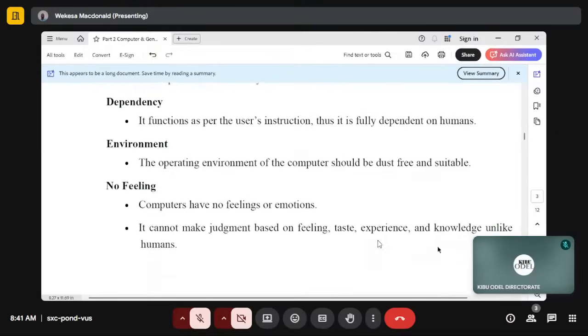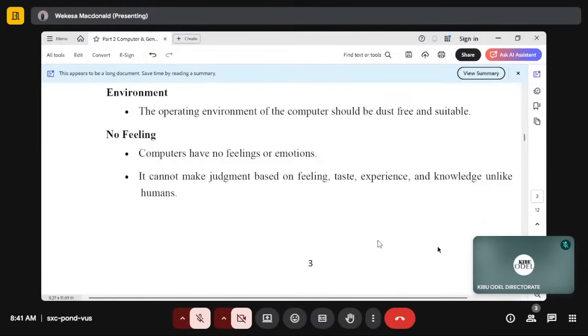It has no feelings or emotions. It cannot make judgments based on feeling, taste, or experience.